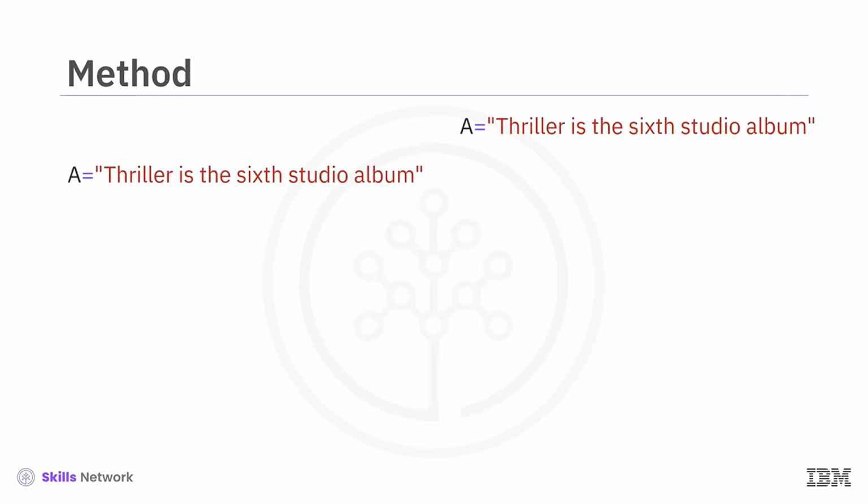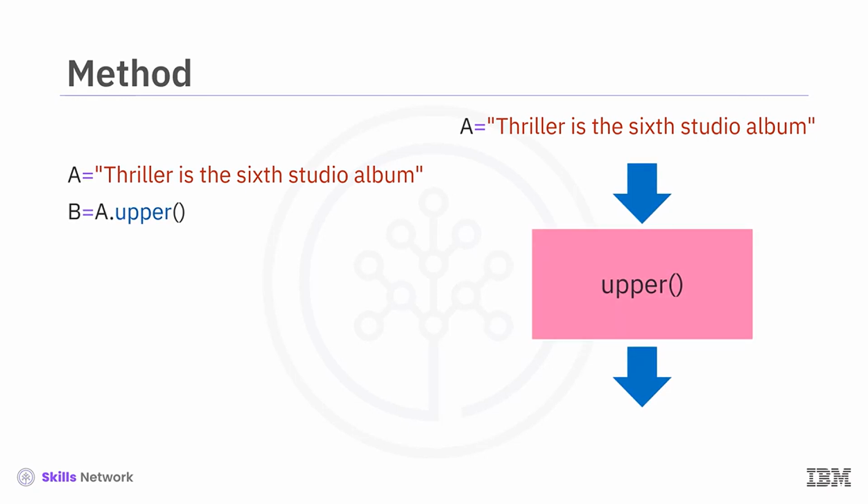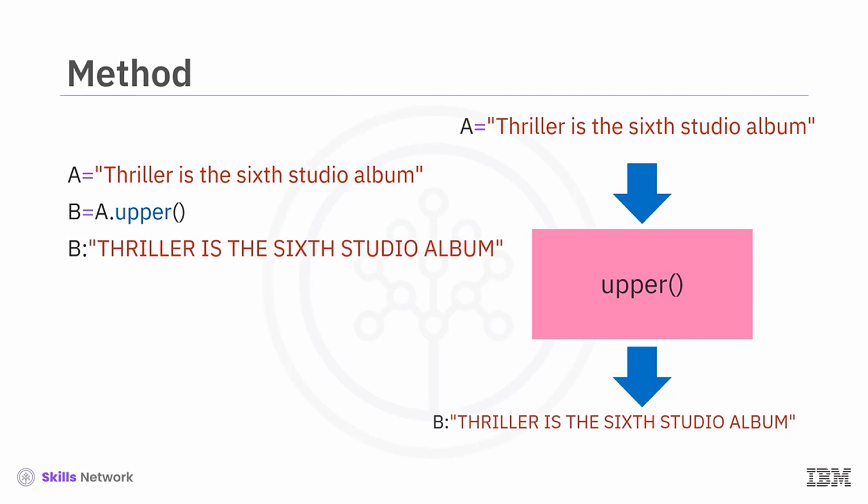Let's do some examples. Let's try the method upper. This method converts lowercase characters to uppercase characters. In this example, we set the variable A to the following value. We apply the method upper and set it equal to B. The value for B is similar to A, but all the characters are uppercase.